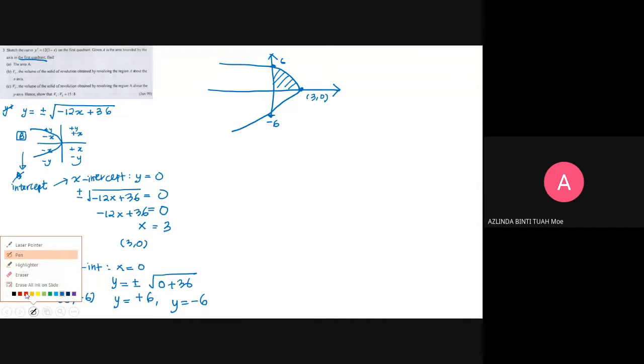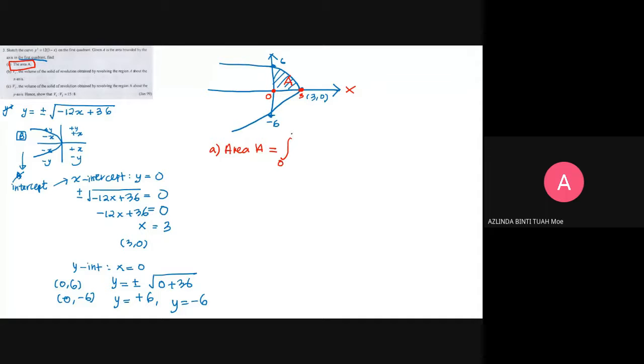Okay, now for part A, we have to find this area. It's up to us to integrate with respect to x or y. Up to you, because this is area, the area will be the same. Okay, let's say I want to refer to the x-axis. So the lower limit is 0, the upper limit is 3. So I'm going to integrate from 0 until 3.